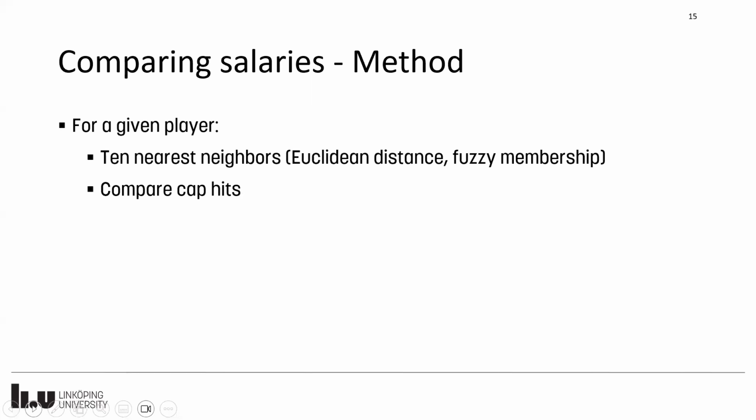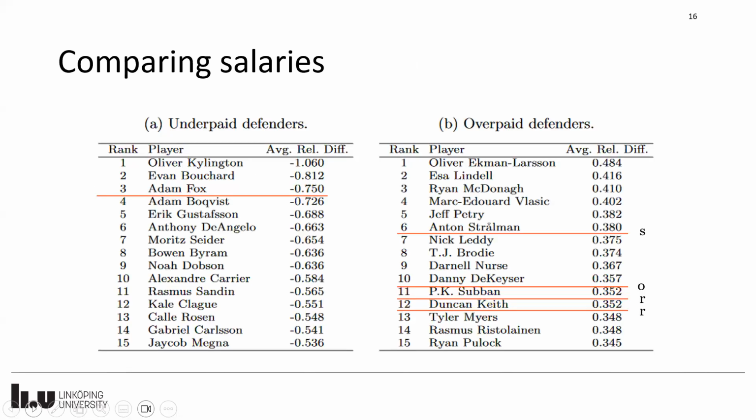So let's see what we can do for comparing salaries. For a given player, we look at the 10 nearest neighbors, and these are based on the roles that the players have together with the fuzzy membership. Then we take the Euclidean distance between these data points and compare the cap hits. Based on this, we can rank the players with respect to being underpaid or overpaid.